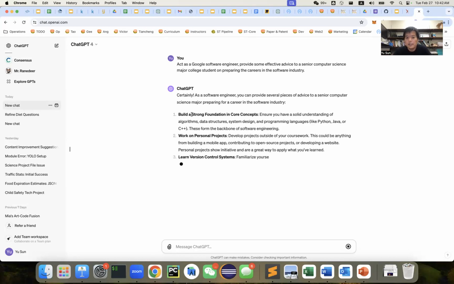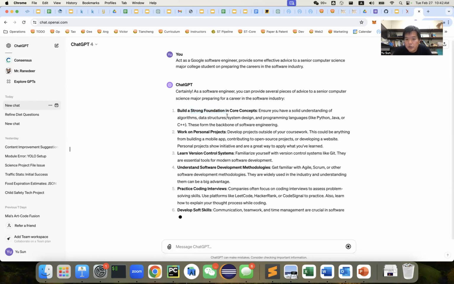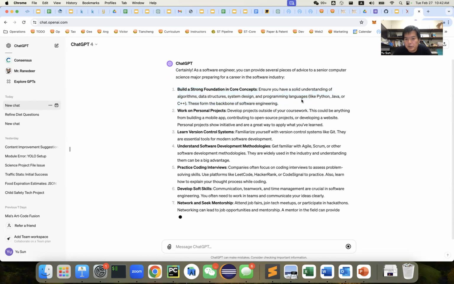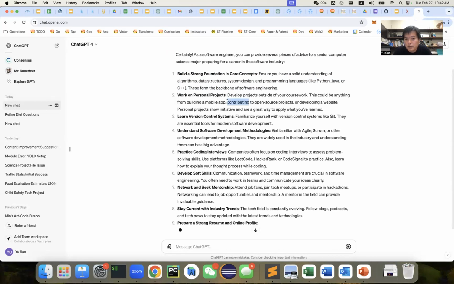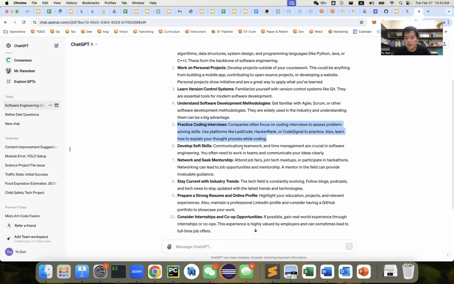So let's see. They talk about having a very strong foundation in your core concepts. Programming language, you need to know one of these. And work on personal projects. Open source projects are a very good way to show what you have learned. Version control, GitHub, very practical. This is very good advice. And understand software development methodology. This is more like a software engineering course, like the agile development we talk about in the 4800. And then practice coding interviews. See, they know exactly what the process of landing the job is.